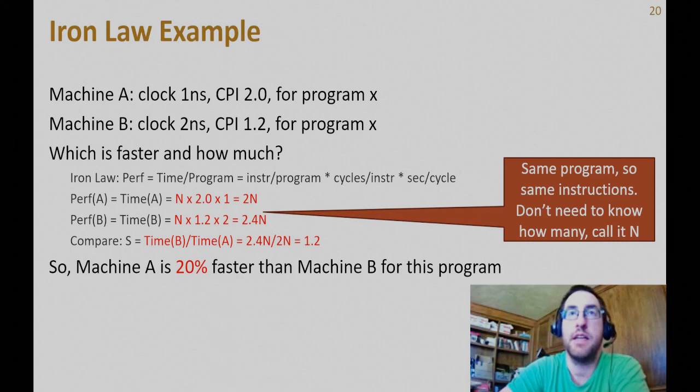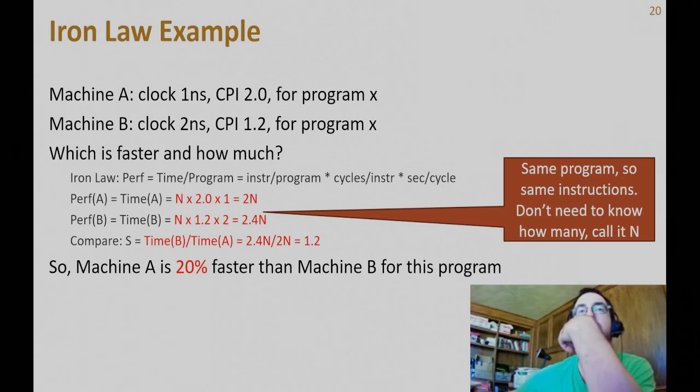Machine A has a clock cycle of 1 nanosecond, a CPI of 2 for some program X. Machine B has a clock cycle time of 2 nanoseconds, a CPI of 1.2 for the same program X. So which of these two machines is faster and by how much? They have the same program X. We'll assume that it's the same instructions, the same instruction set, and really specify that.